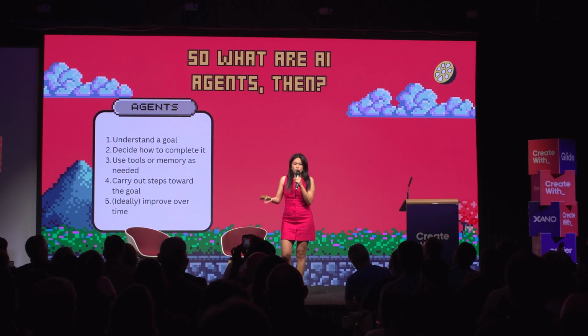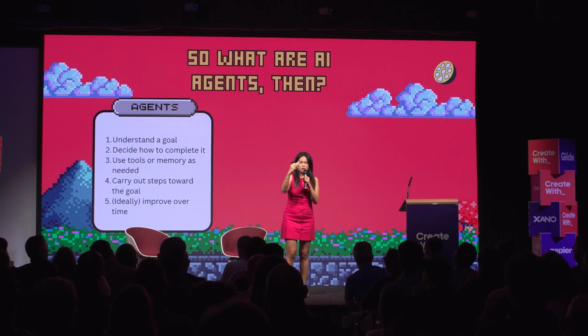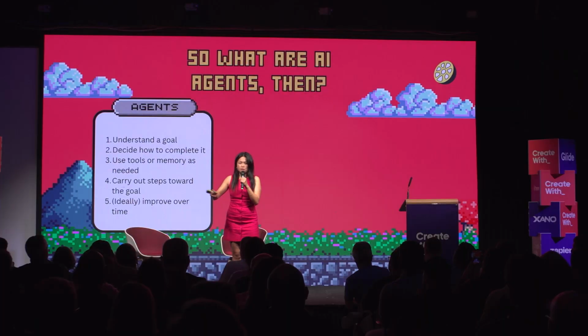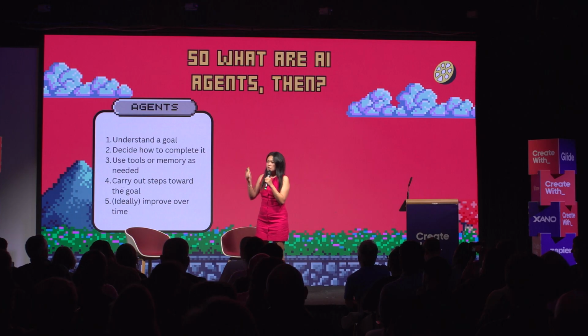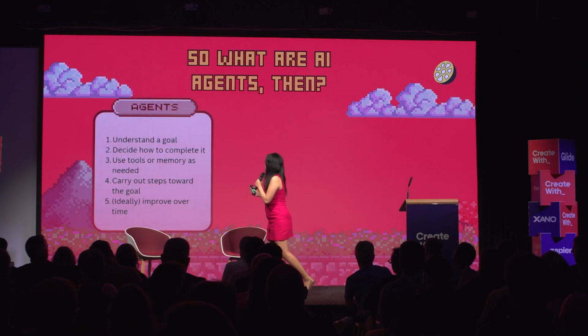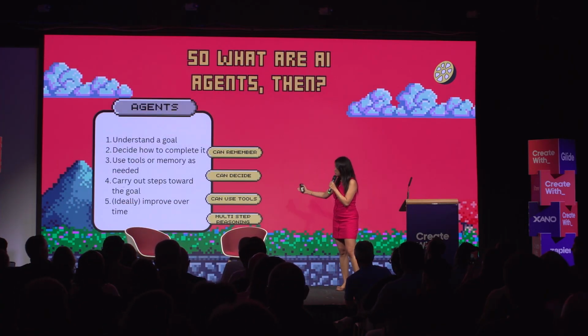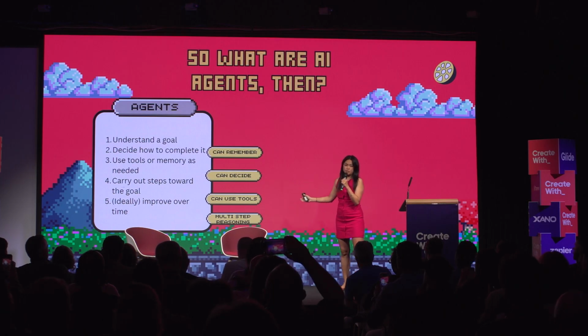A lot of agentic flows or agentic systems can reason before they act. So you think, okay, this was the goal that I have. These are the steps that I need to take. And ideally, it can learn as well. So if it has a memory function on, it's a similar concept as ChatGPT's memory. It can learn over time based on its users' preferences. Can remember, can decide, can use tools, and do multi-step reasoning.